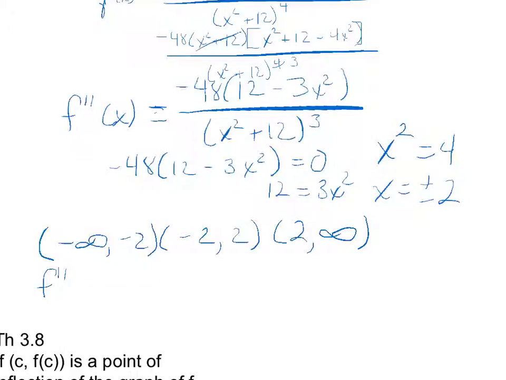And if I plug in a negative 3 here, I'm going to have 12 minus 3 times 9. Well, that's negative times negative gives me a positive. So you can put that if you want to help you remember what you checked. F double prime at negative 3 is positive, so this tells us that this is concave up.